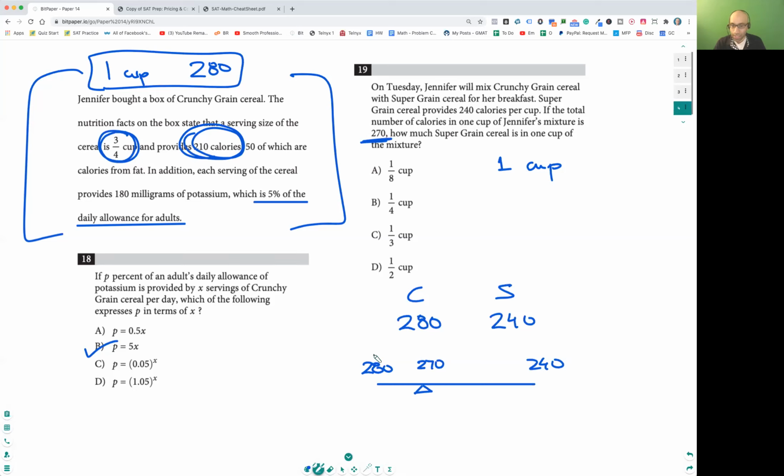So this is 280. The distance from here is 1, and the total distance is 3, so this is 4 over here. So the actual answer is just 1/4. Super fast way to do it. If you can remember it.